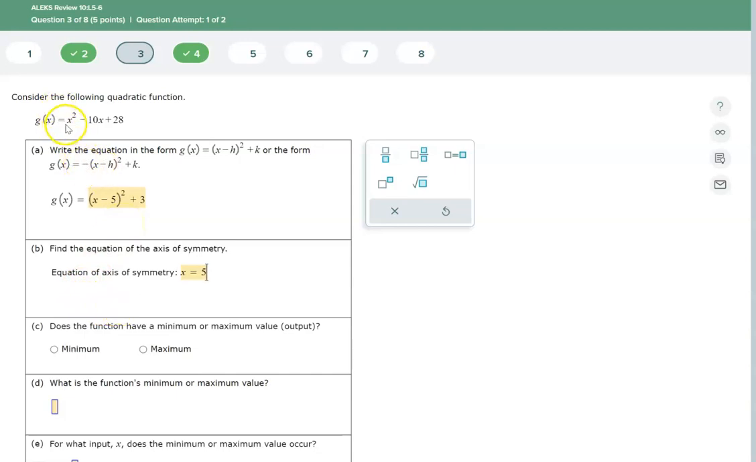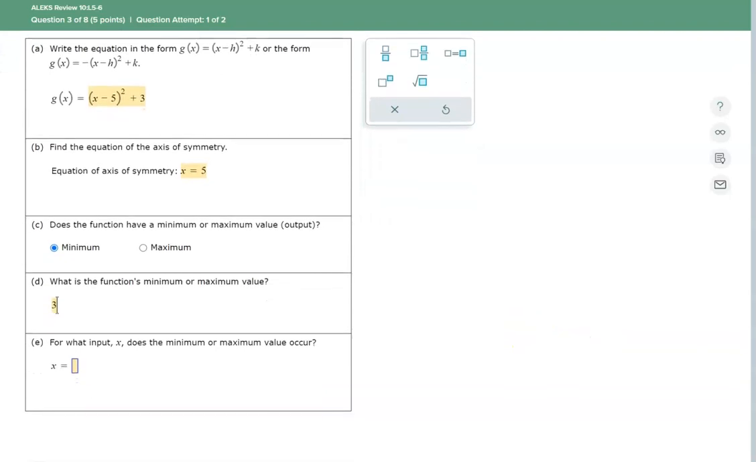Because my parabola is positive, it opens upward. And if it opens upward, that means I have a minimum. And then the function's minimum value: what is the lowest value it gets, which is my vertex, my k, which would be a 3. So that one is going to be 3.